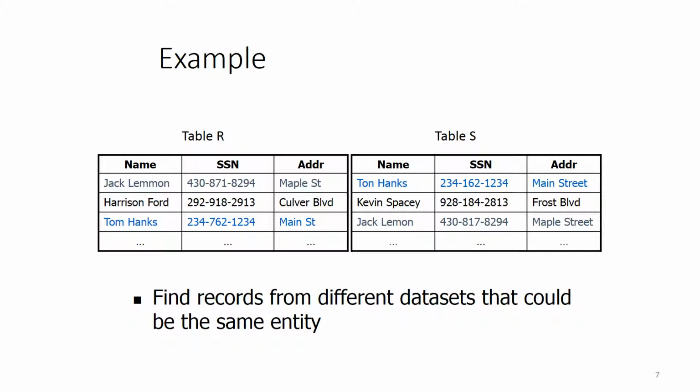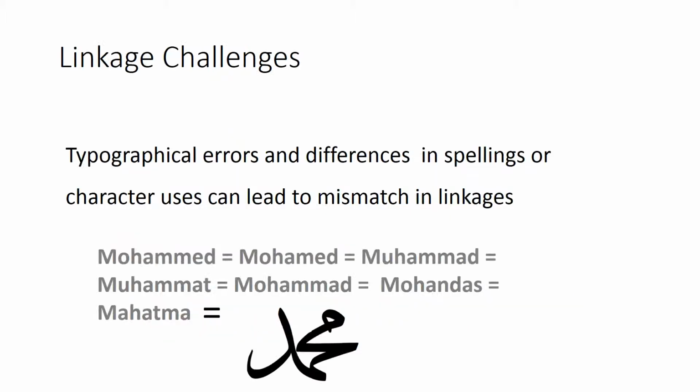For example, Jack Lemmon is written with two M's in table R and with one M in table S. Equally, the social security numbers are formatted in a different order, and the addresses are formatted in a way that in one of the tables, streets is abbreviated to ST, while it's fully written in table S. So these type of little differences might pose challenges when you're trying to match records from two tables.